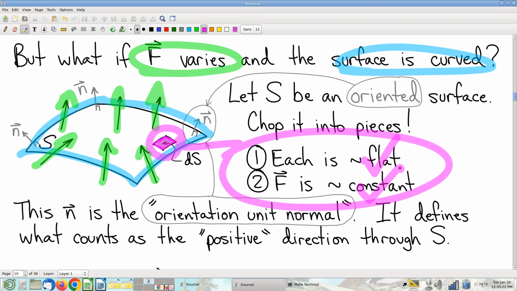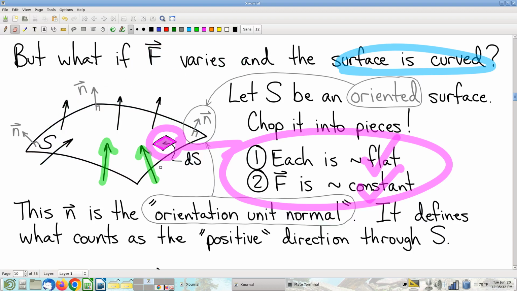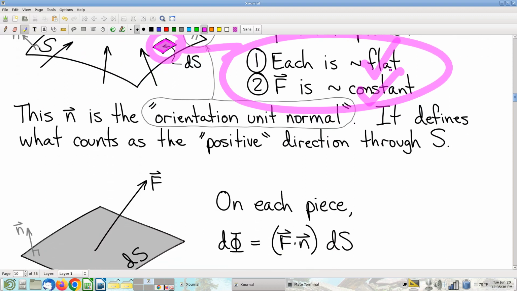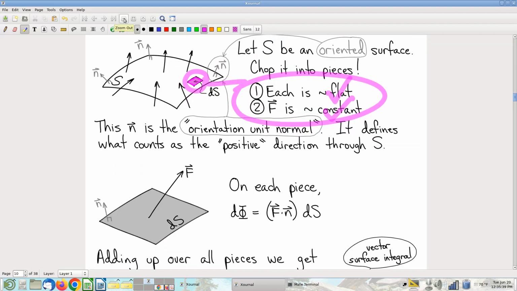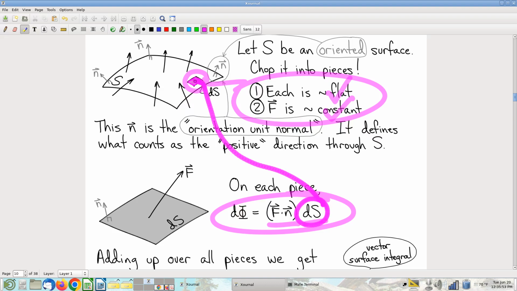Because there's just not enough room for it to change. And so its vector field should be approximately constant. So on the little pieces, we can use our old formula. On the little pieces, then, let's see, I guess I'll zoom out a notch. We write down this: the amount of flux through the one little piece of surface, F dot n times the area, and of course the area of this little piece is dS.